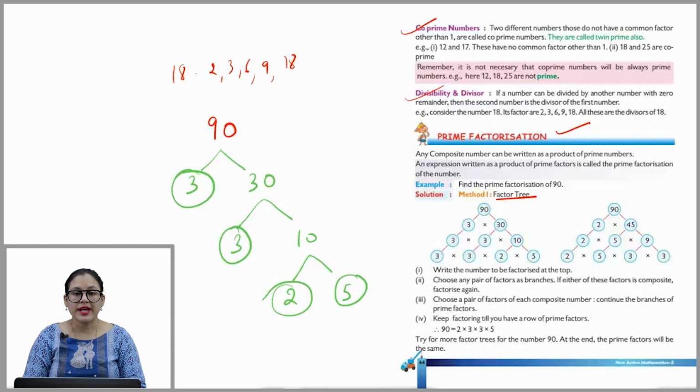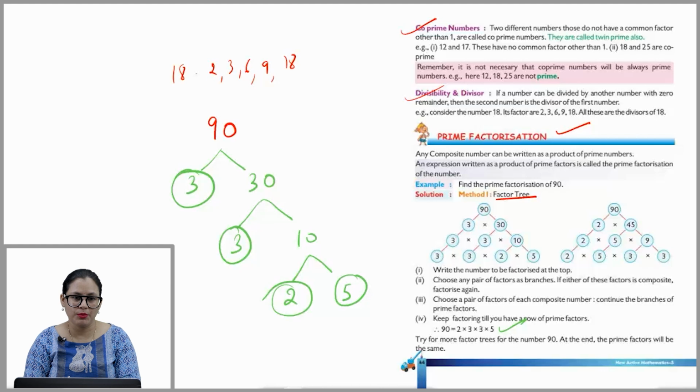Write the number to be factorized at the top. Right. Choose any pair of factors as branches. If either of these factors is composite, factorize again. Okay. Choose a pair of factors of each composite number. Continue the branches of prime factors. Keep factoring till you have a row of prime factors. Therefore, 90 is equal to 2 into 3 into 3 into 5.